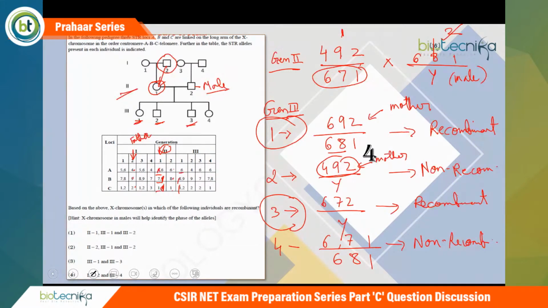As I told you, there is not a single calculation you have to do in this question. The only thing you have to do is analysis. So the answer will be option 3.